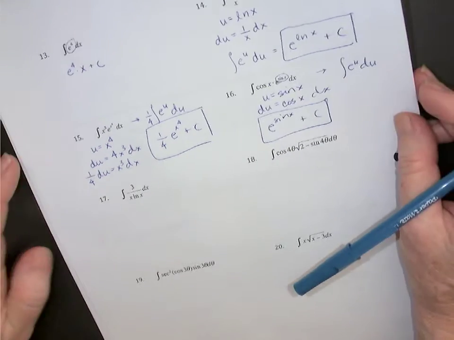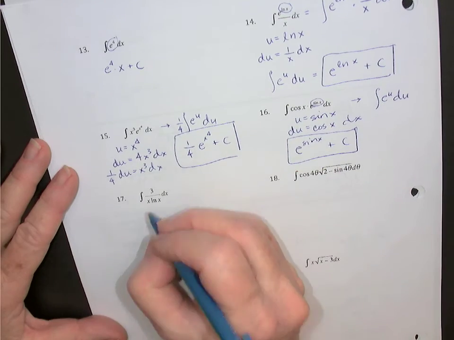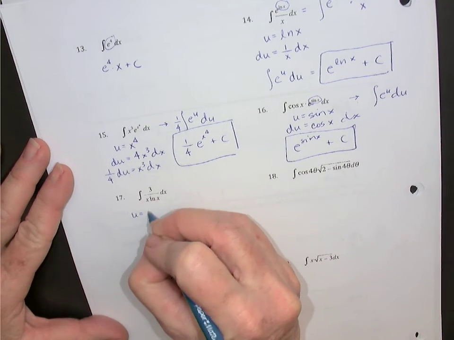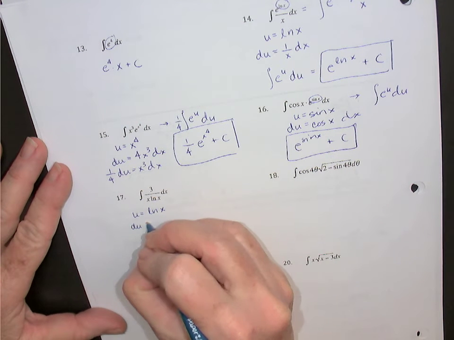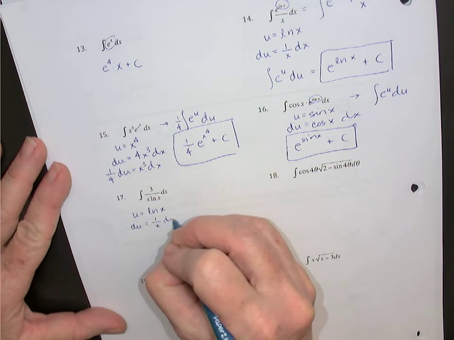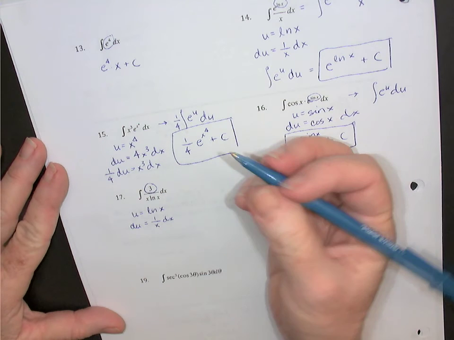And now we'll do a few tricks. For 17, our only option is for u to be natural log of x. And then du is 1 over x dx. There's that 3, which is a constant. I can pull that out.